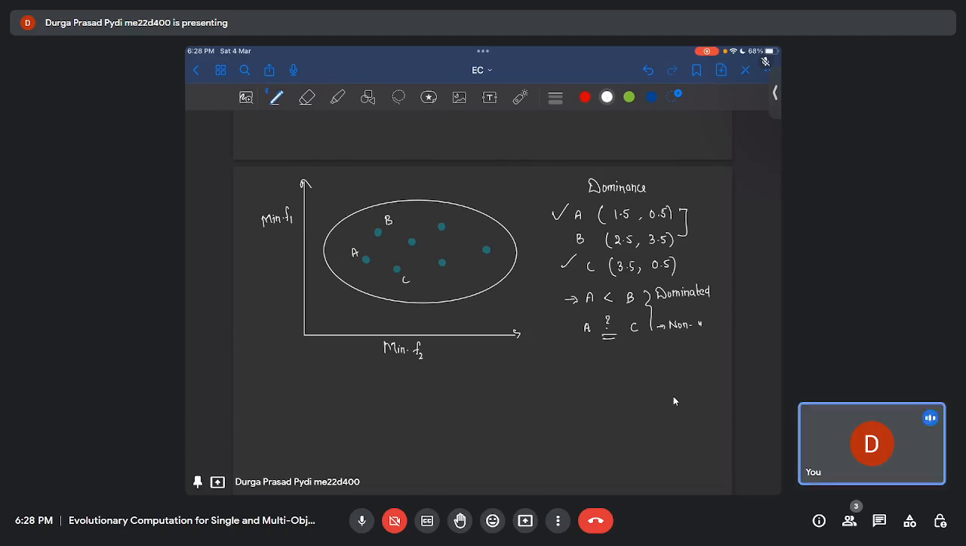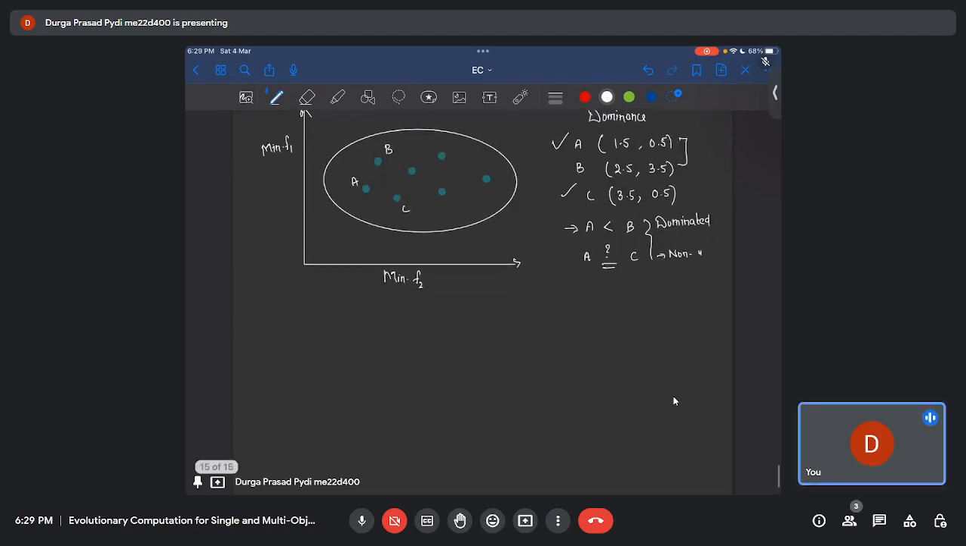A has a function value of F1 which is less than C's value. So A is better than C in that particular term. So you essentially have two different cases.